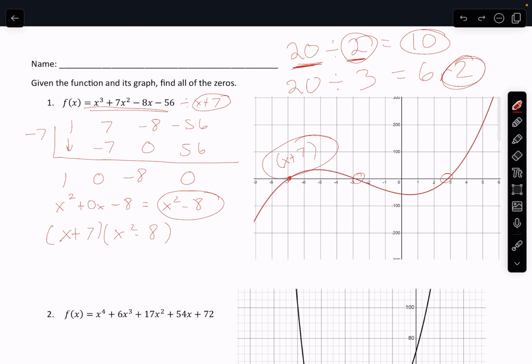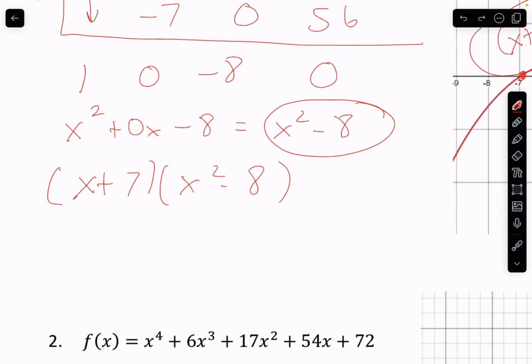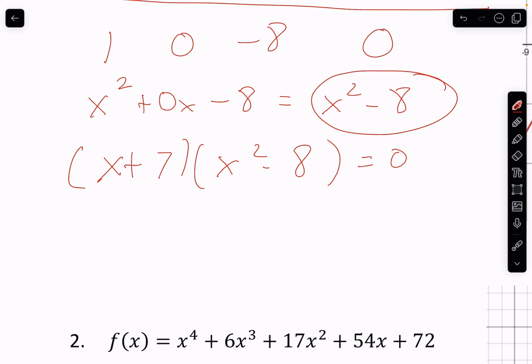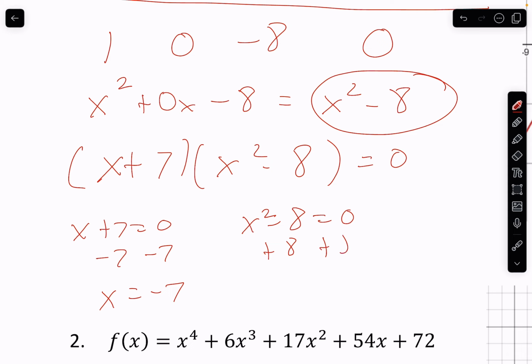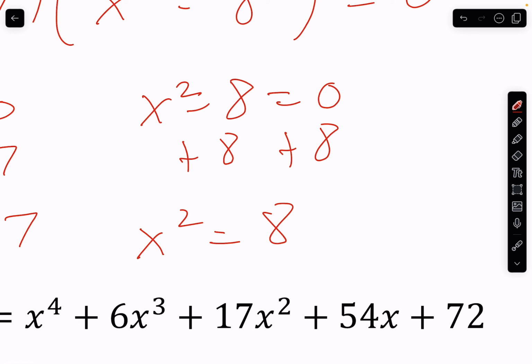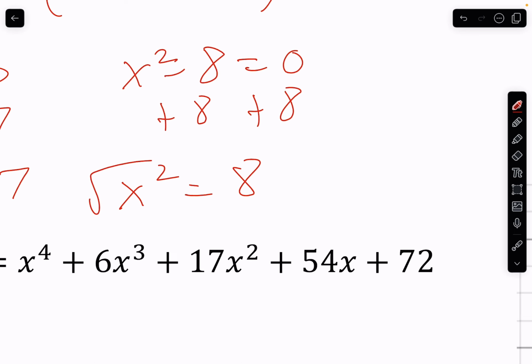And once you've factored your polynomial completely, you can find all of the zeros by setting the factors equal to 0. All right. So we're going to say x plus 7 equals 0 and x squared minus 8 equals 0. We subtract 7 from both sides and we get x equals -7. We add 8 to both sides and we get that x squared equals 8. Now, to solve for x in this scenario, we have to take the square root of both sides to undo the square. Now, the rule is when you add in a square root symbol, you need to add in plus minus. All right, so we end up with x equals plus minus the square root of 8.